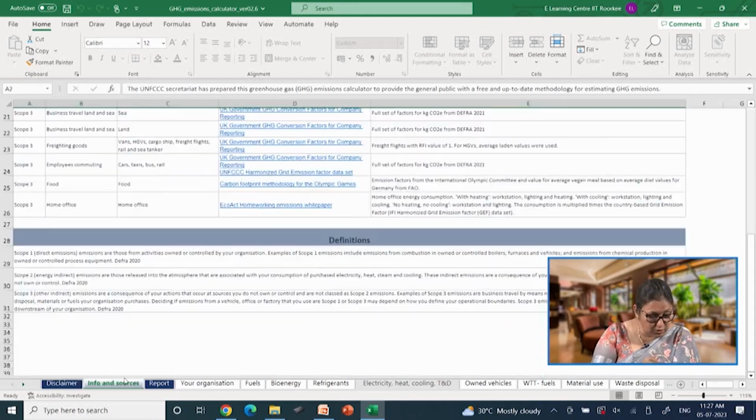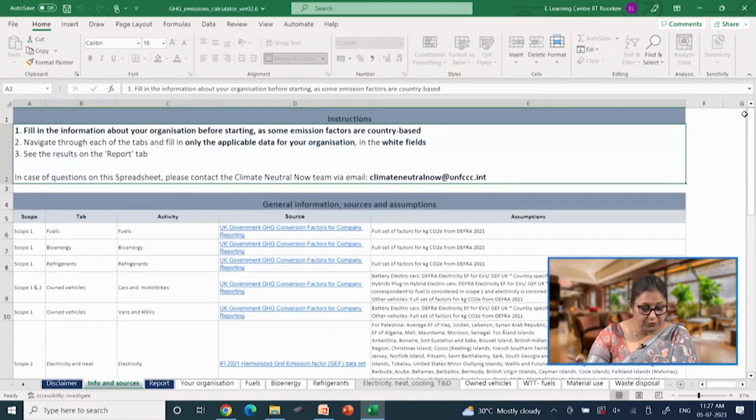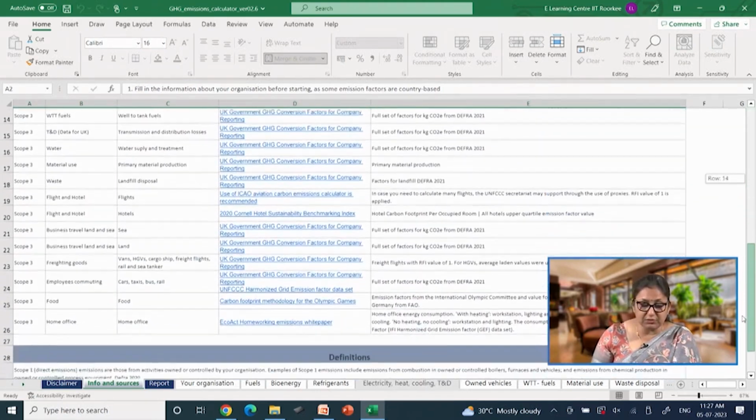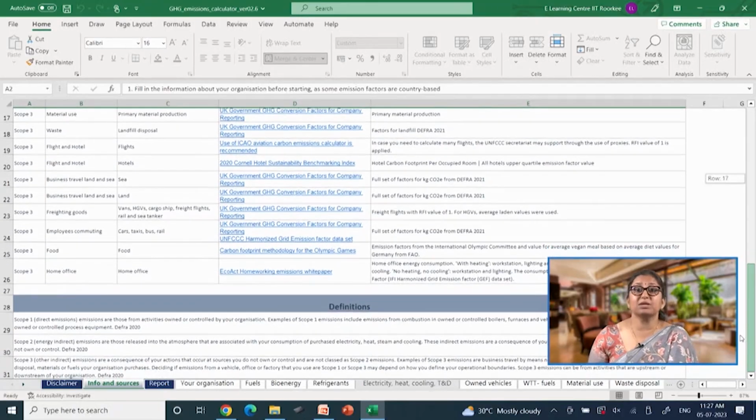Now, it also has a tab on info and resources, and if you look at this, from where the emission factors have been taken and all the reports from where the emission factors are coming are given. If we go to each of these reports, we will also see what methodology has been adopted to arrive at a particular emission factor, which can help a business in understanding whether this emission factor is relevant for my business or not.